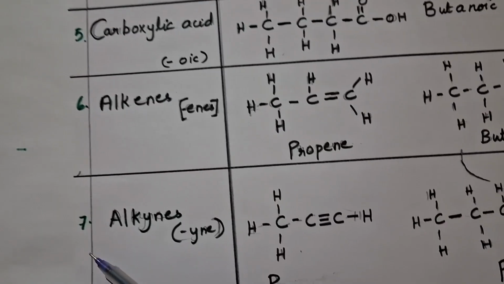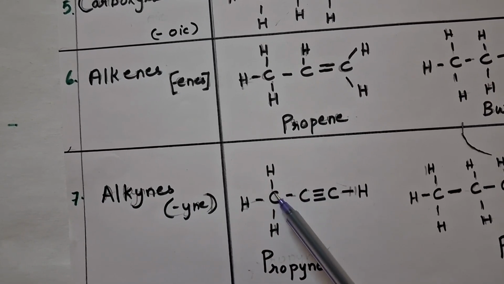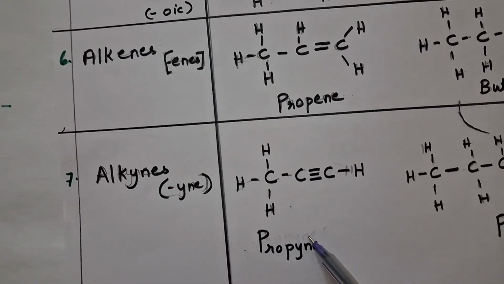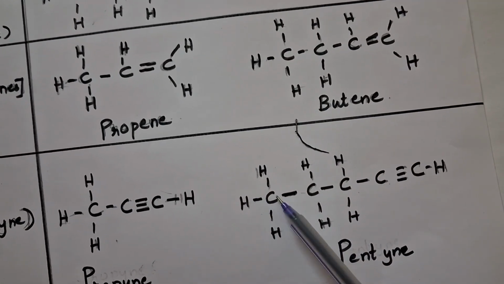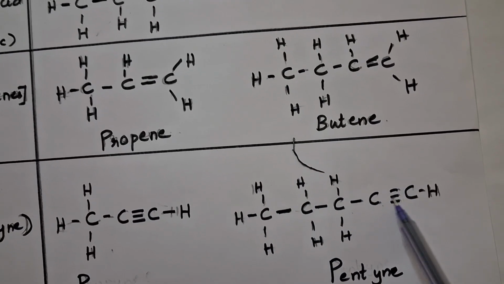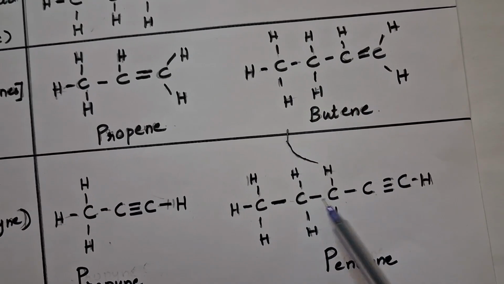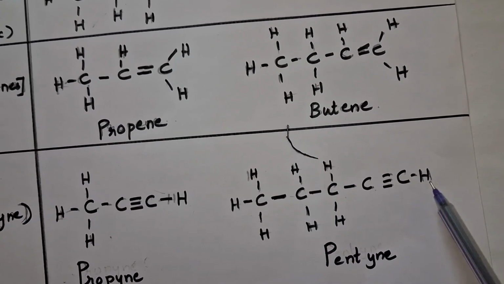Now in the case of alkynes, it is a triple bond. YNE is a triple bond. So meth, eth, prop, propyne. If it is meth, eth, prop, but, pent, so it is pentyne. A triple bond is here. So pentyne. When Y and E come, it is a triple bond.